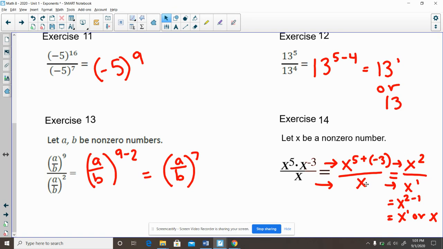Here I just dragged that x along. I added an x to the first just so I could see what the exponent was. And then I have a division problem. So bases are the same, keep the base, subtract the exponents. X to the first or x, both answers are the same.